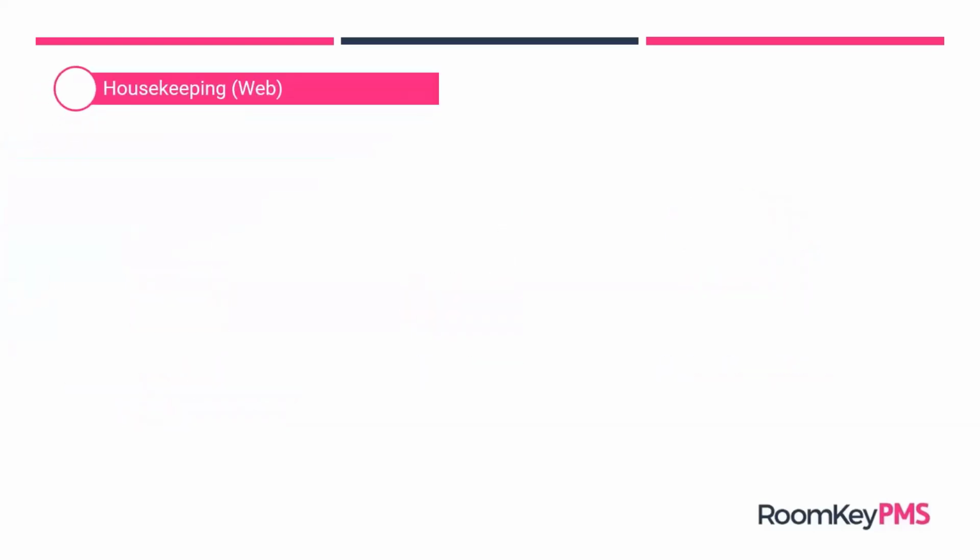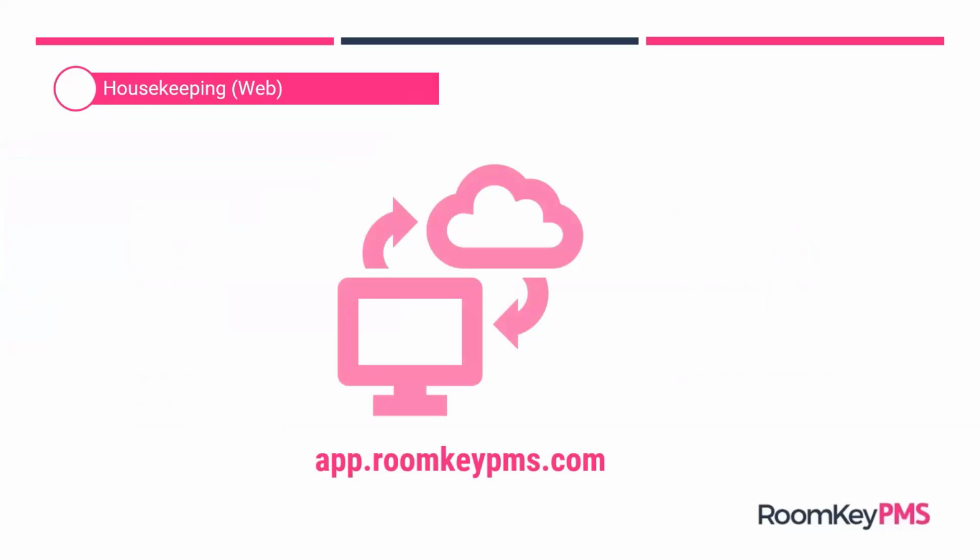The last thing with our housekeeping is I'm really happy to showcase our housekeeping web application. This is a tool that will allow you to access housekeeping information from a tablet or smartphone device. It does not require RoomKey to be downloaded, but it does require you to have a RoomKey login in order to access this app. So on any browser, any device that is connected to the internet, you would open up your internet browser and navigate to app.roomkeypms.com. Here I'm going to display it on screen.